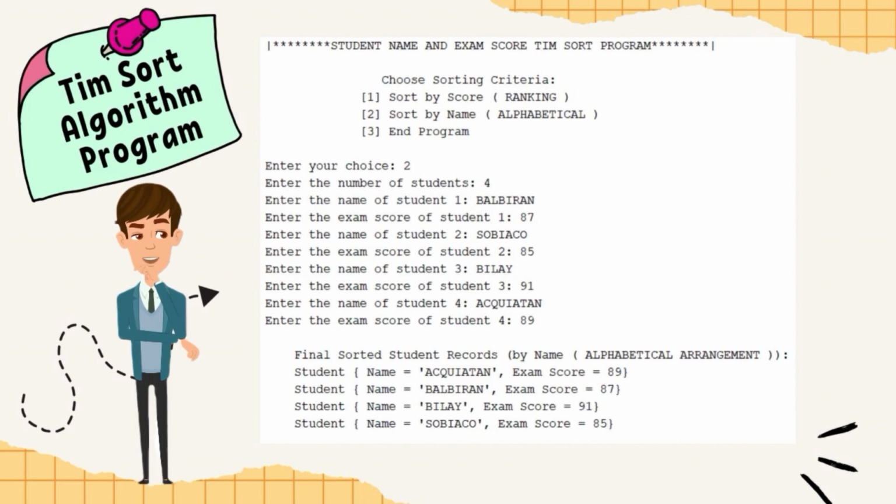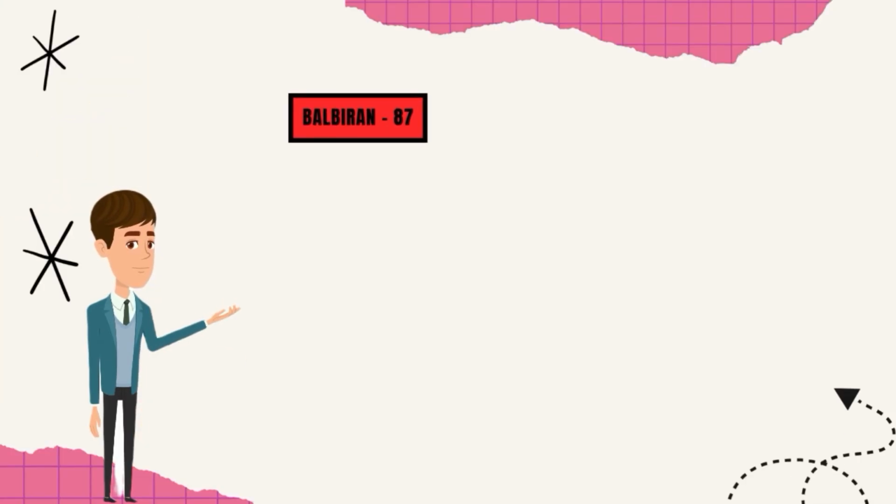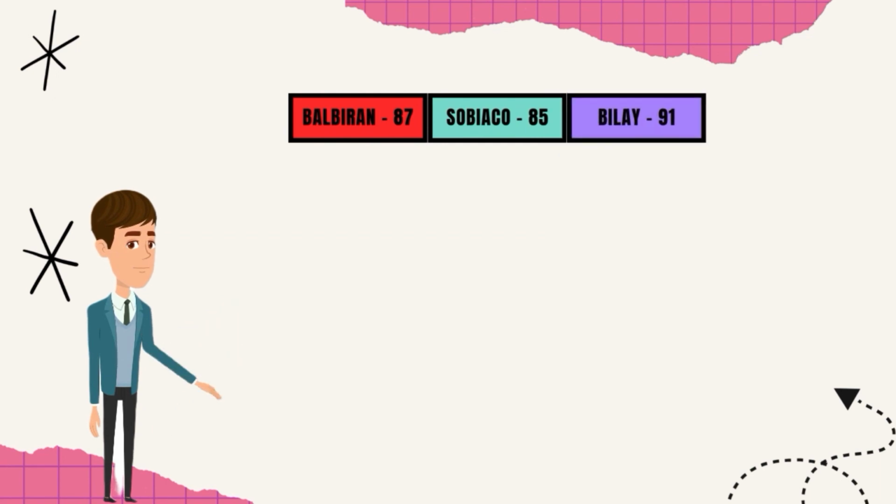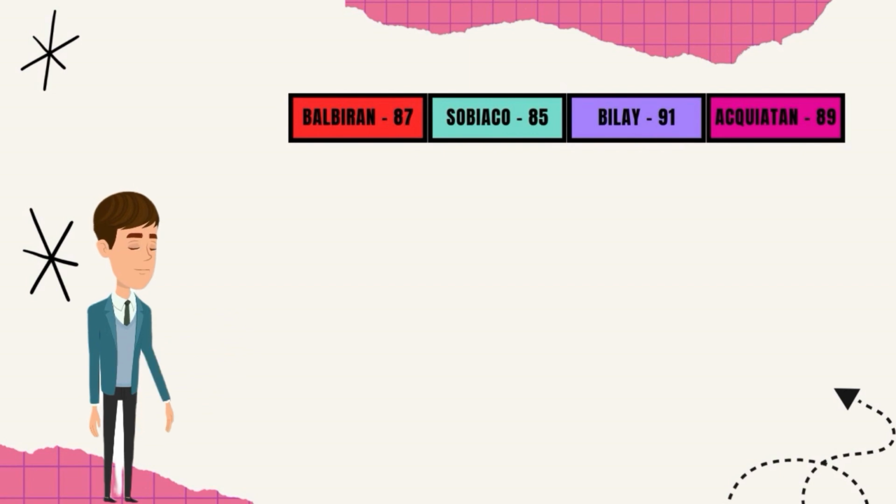But how does the TeamSort algorithm work? Let's find out together. To start our simulation, we inserted 4 students. This is where the insertion sort is taken. So we have inserted BALBIRAN with 87, SOBIACO with 85, BILAY with 91, and ACQUIATAN with 89. So we have created our unsorted list.